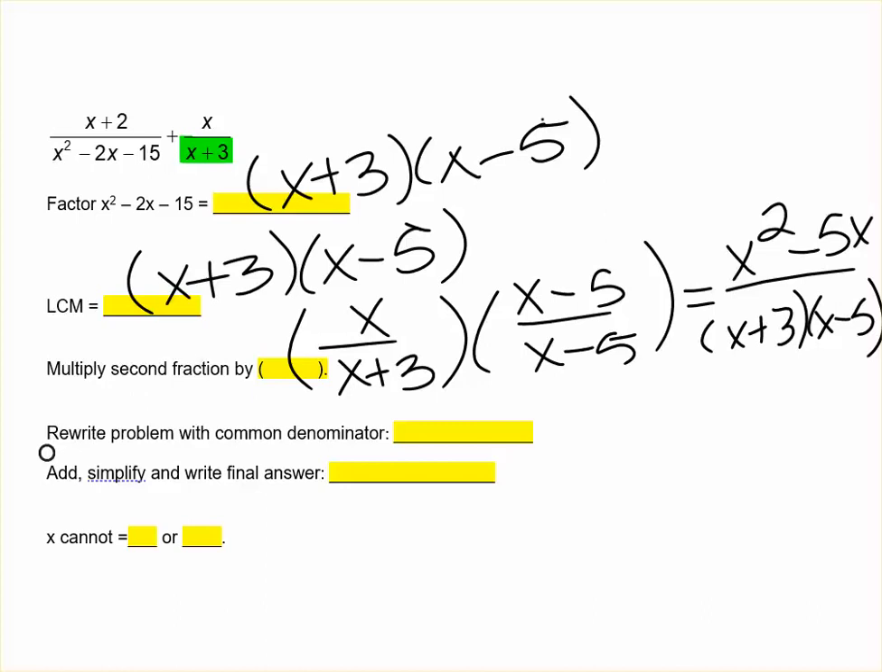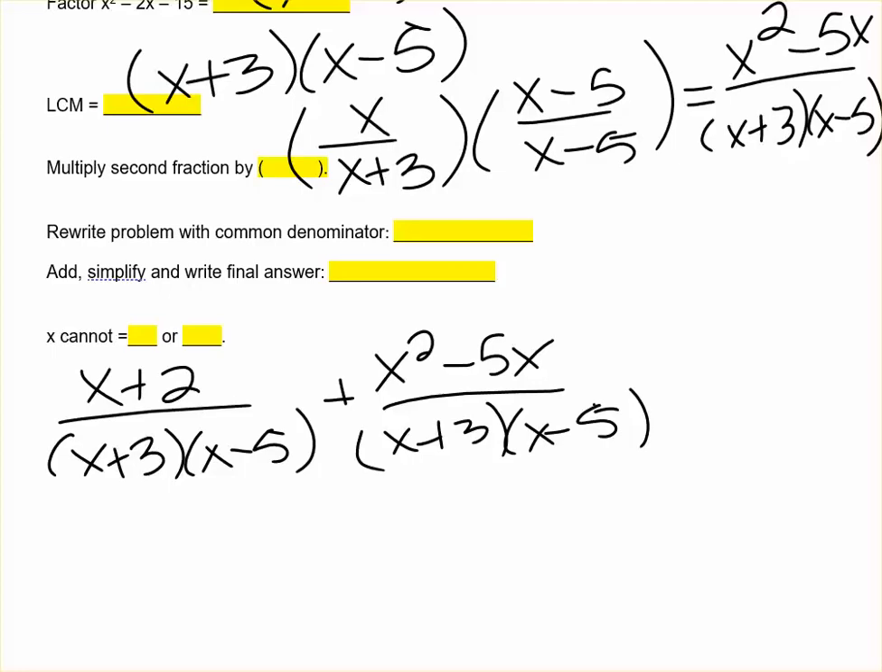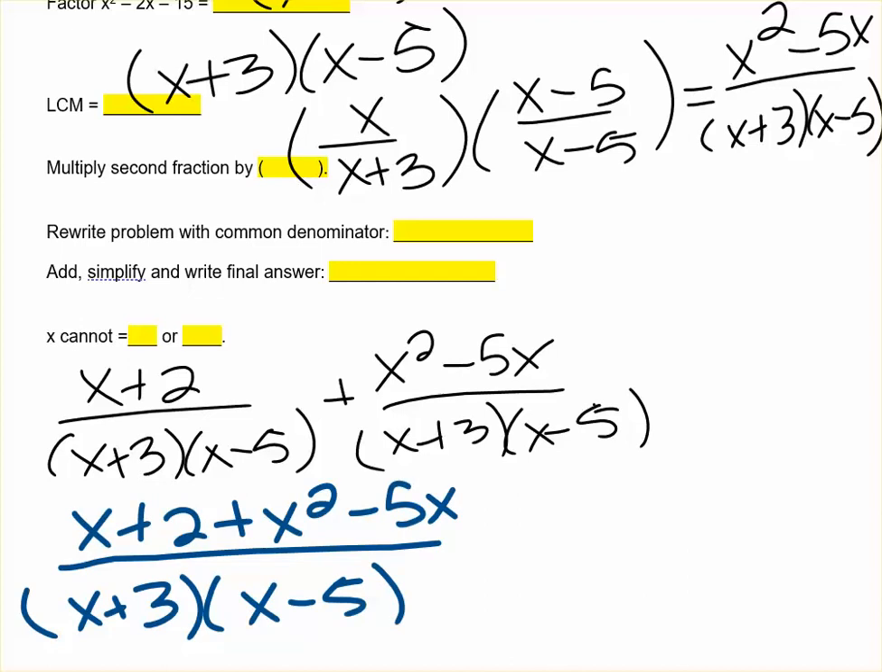Now we're ready to add because we have a common denominator. So rewriting this problem, my first fraction did not change at all. x plus 2 over x plus 3 times x minus 5. That's the same denominator, just in factored form. Plus, the second fraction is equal to x squared minus 5x over x plus 3, x minus 5. So now we can go ahead and add the tops, leave the bottom the same. x plus 2 plus x squared minus 5x all over x plus 3 times x minus 5.